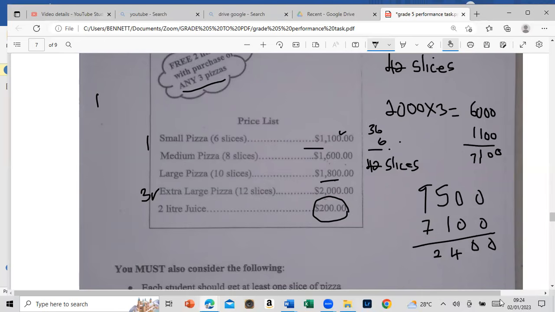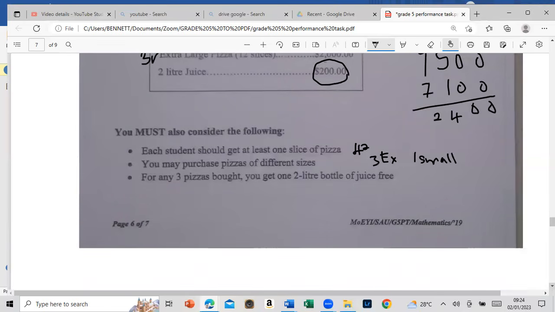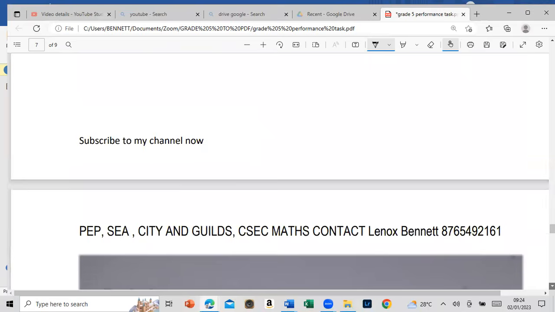All right. So that is it. It says now each student should get at least 1 slice of pizza. Exactly 42 slices. How many purchases of pizza of different sizes? I would have bought 3 of the extra big and 1 of the small. That would definitely work out for me. I guess there are other ways you can do it, but that's one that works for me.